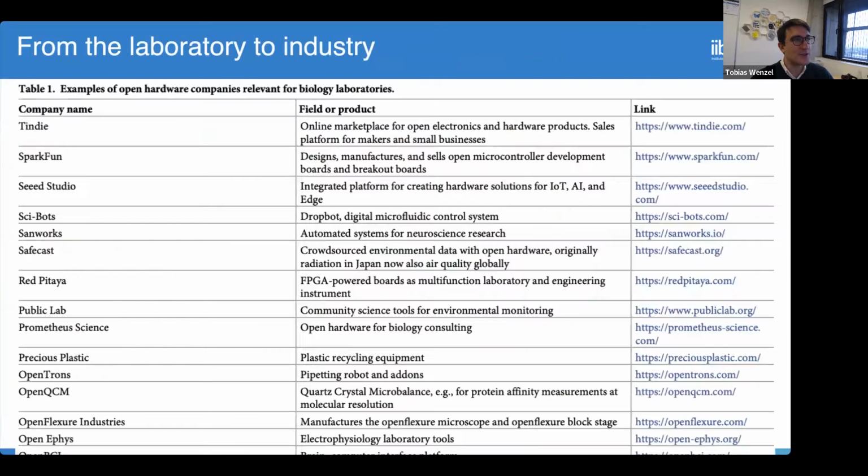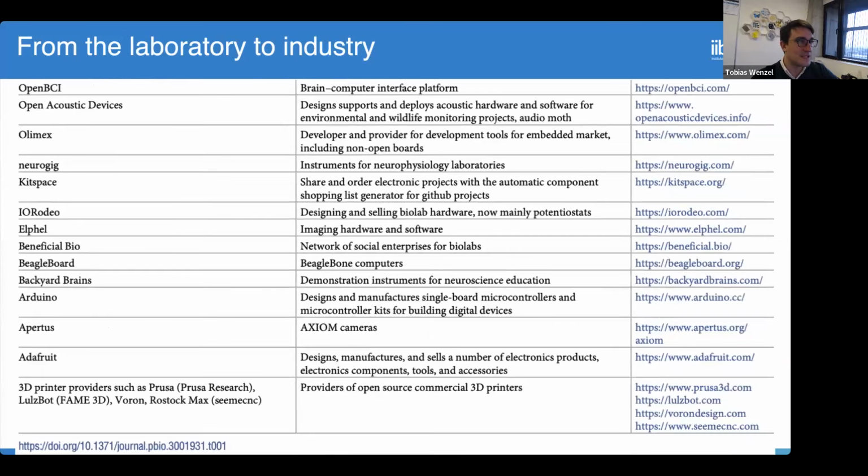And mentioning commercial tools, I want to make very clear that open source hardware is not the opposite of commercial activity. In fact, I think it can be a very good innovation strategy. And there are many interesting companies out there that use open source hardware as their business model. And so in this paper, I gave a number of examples of companies related to biology labs in the widest sense.